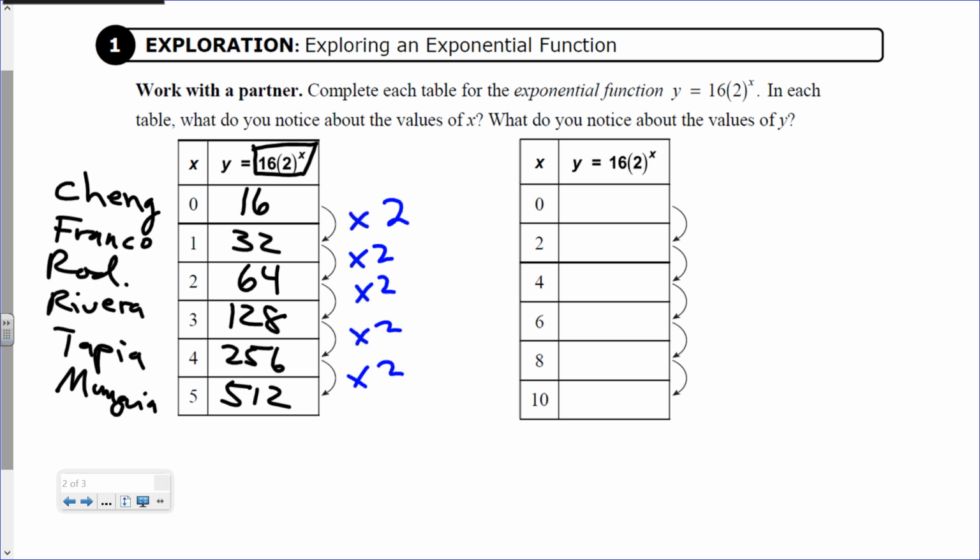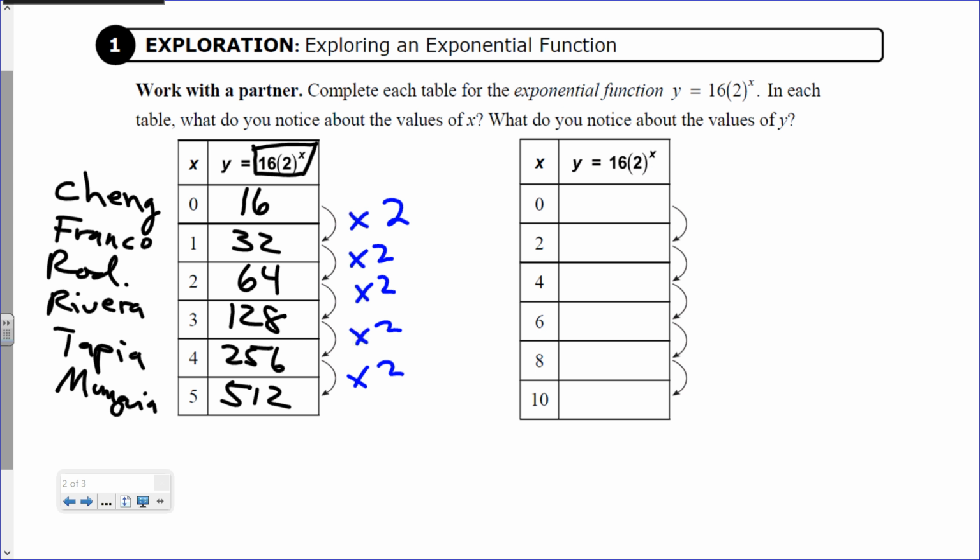That's a special feature of exponential functions. Every y value will have a common factor that's being multiplied for each one. Right, Vera? No screens right now? Right here? Okay.